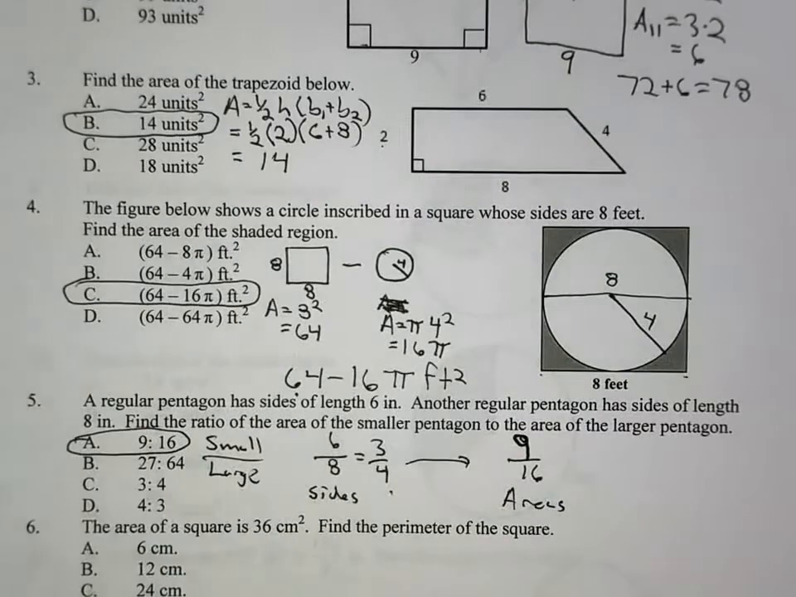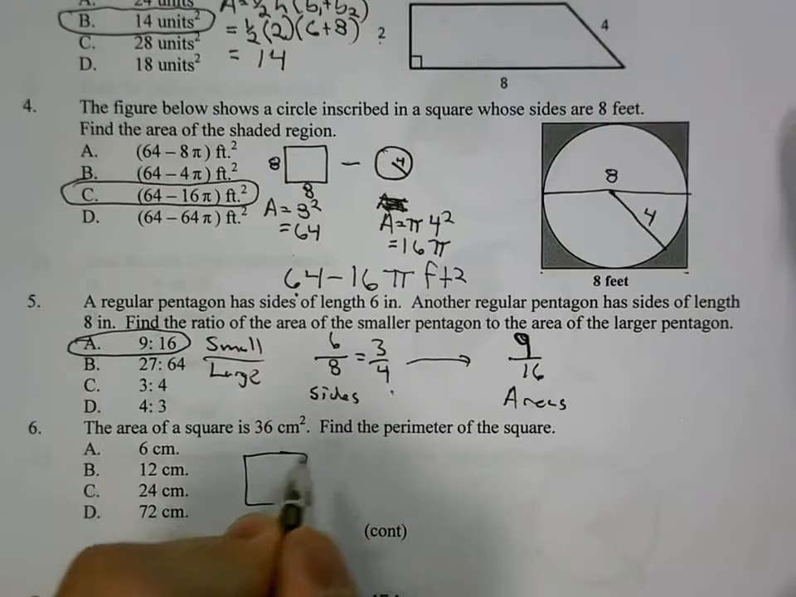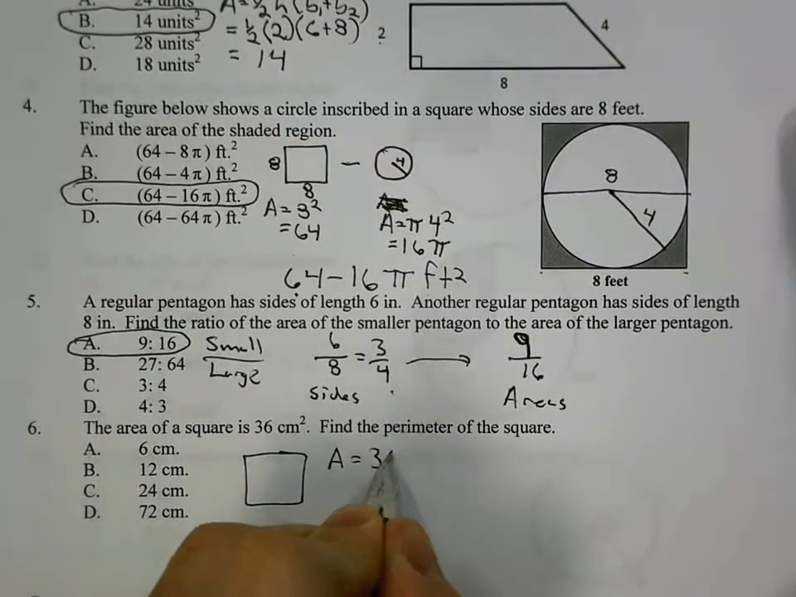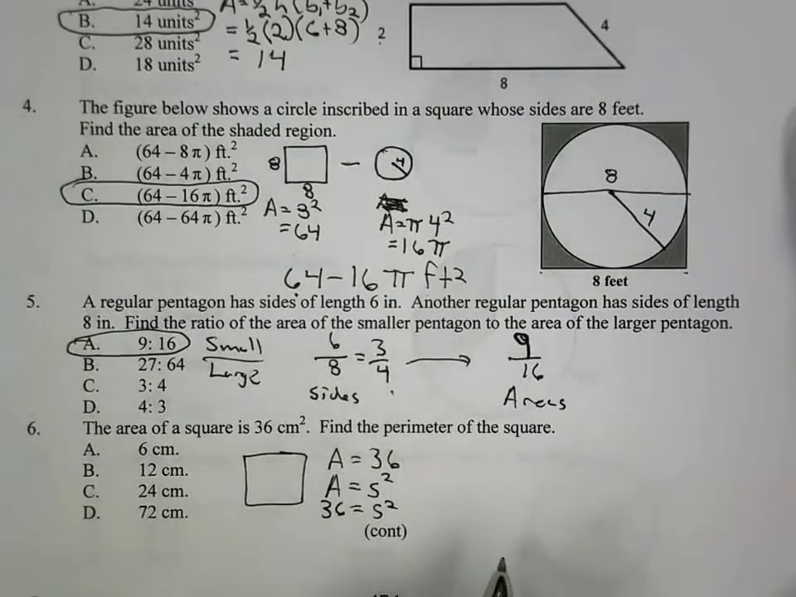So that is A. For number 6, we have the area of the square is 36 centimeters. So if we have a square where the area is 36, we know the area for a square is side length squared, so 36 equals the side length squared.